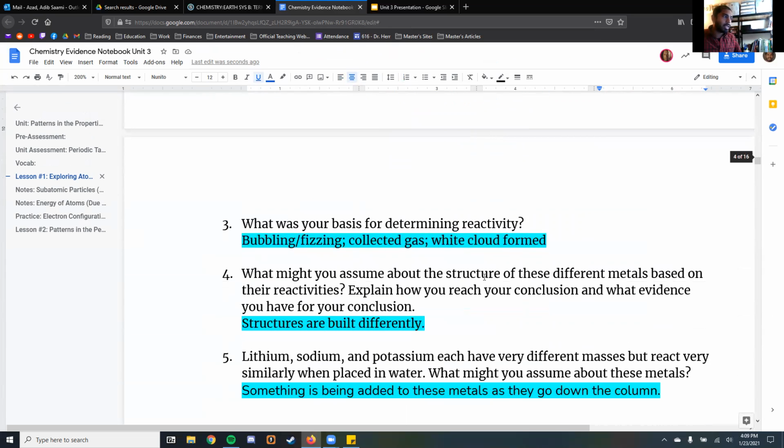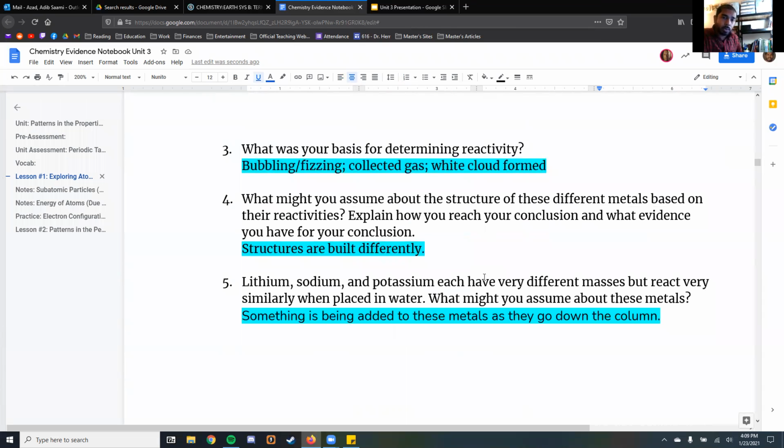Answering these questions, we wanted to see how we determined reactivity. Something reacts if you see any bubbling, or, well, you can't see the gas, but if you could collect the gas, or if any substances form. We saw a few of those things from these different reactions.